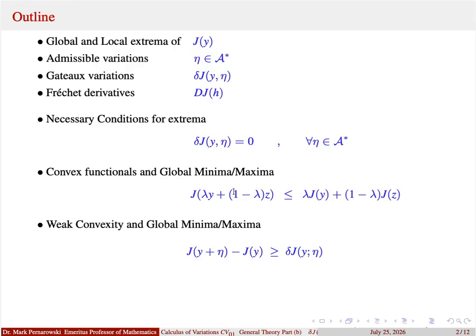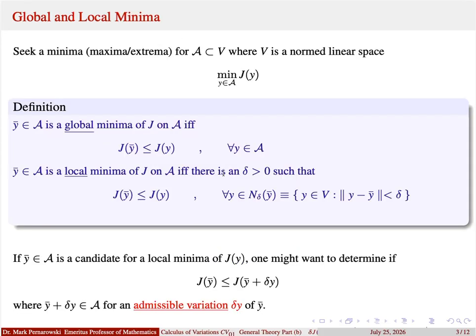And to determine if a local min or max is a global min or max, we have to talk about the convexity of the functional, which I'll define and show you a few examples of. We won't really do too much on that, but again, it's the generalization of the second derivative test, say. Okay, so let's get on with it.